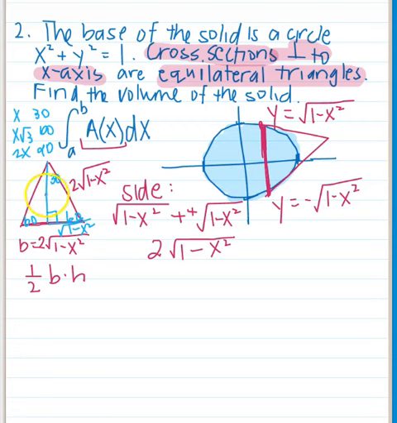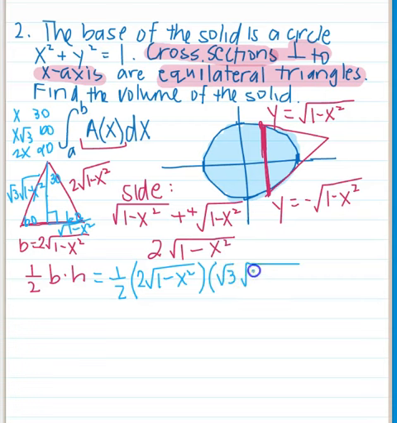This portion is x, so then this height would be rad 3 times radical 1 minus x squared. So to come up with the area, 1/2. The base is the whole entire length, so 2 times radical 1 minus x squared, times the height, rad 3 times radical 1 minus x squared. Then I can simplify: the 2's are gone, the radical times radical of 1 minus x squared would be gone, and you're left with just rad 3 times 1 minus x squared.